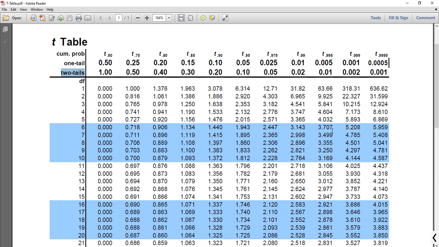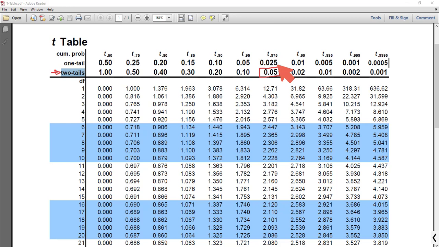So in this, what is the level of significance? They have not given us the level of significance in the question. Whenever the level of significance is not given in the question, always assume it to be 0.05. So we are doing two tail, and the level of significance is 5%, which means 0.05.